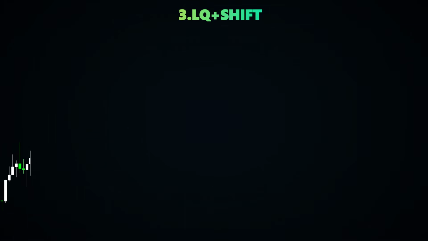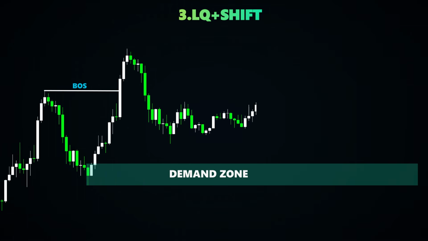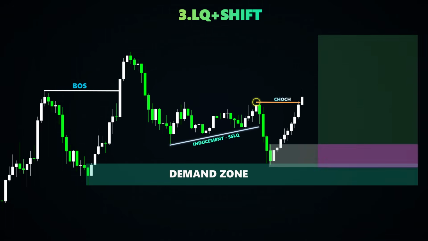The third and most refined method is the liquidity sweep plus structure shift. Price takes out equal lows or highs, sweeping liquidity, then immediately reverses. Once that reversal breaks structure or shows a change of character, that's confirmation that institutions have just entered. That's your cue to follow.